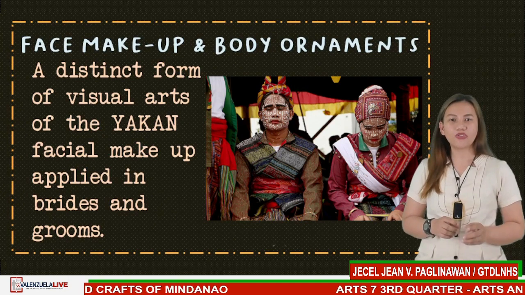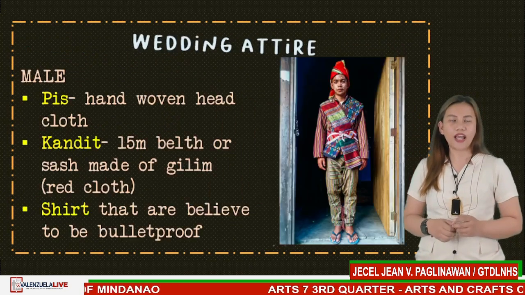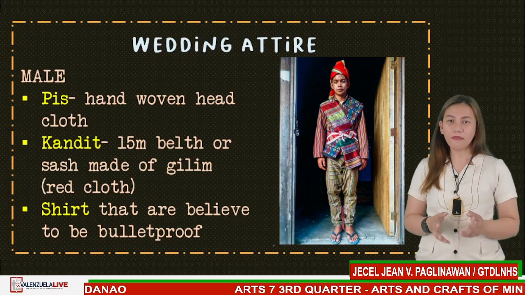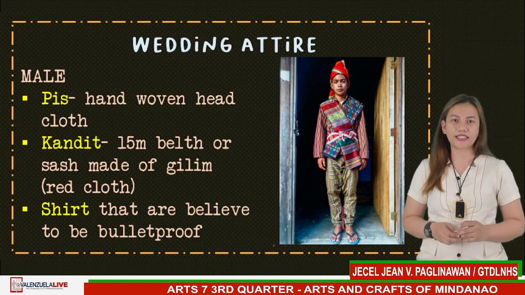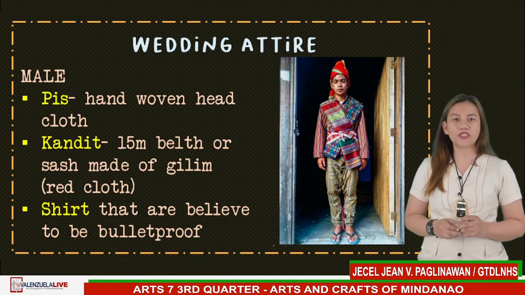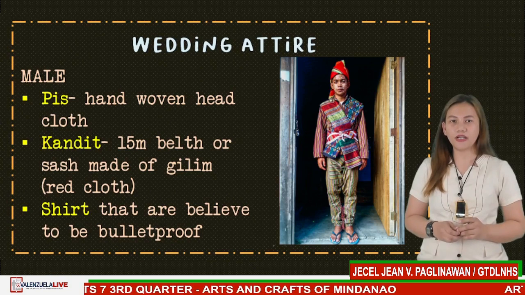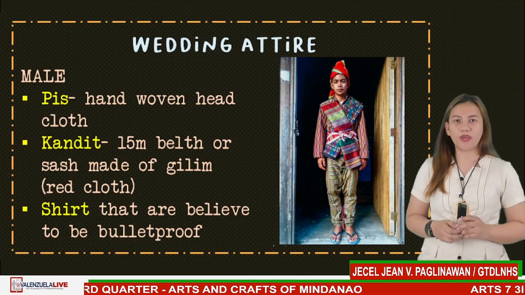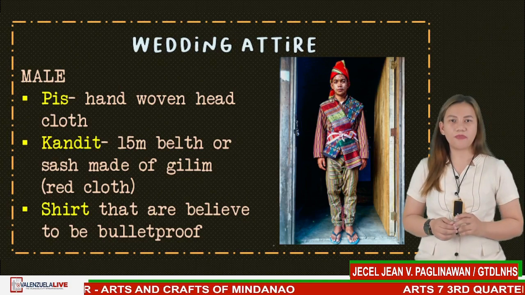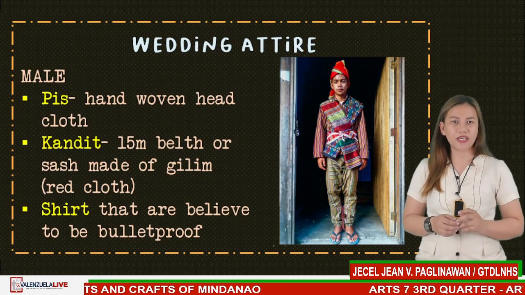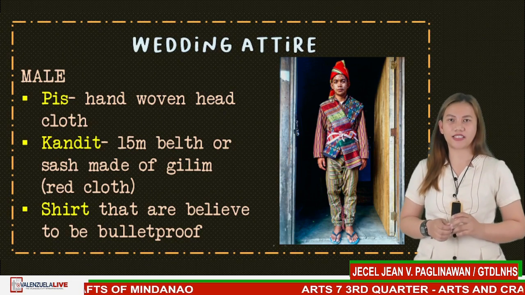The bride and groom wear different accessories. Wedding attire. For the male, we have a hand-woven headcloth worn as symbolic protection from spears and knives. A 15-meter belt or sash made of gilim, a red cloth. A script that is believed to be bulletproof, with Arabic script design prepared by imams and hajis.